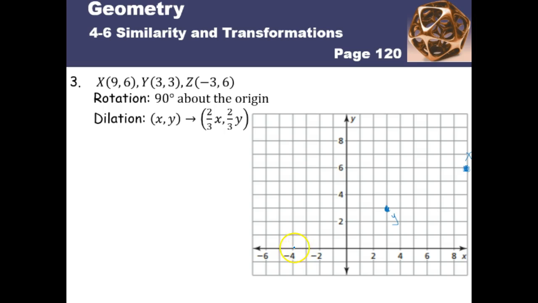And z is negative 3, 6. And I'm going to connect the dots. So I have this triangle here.